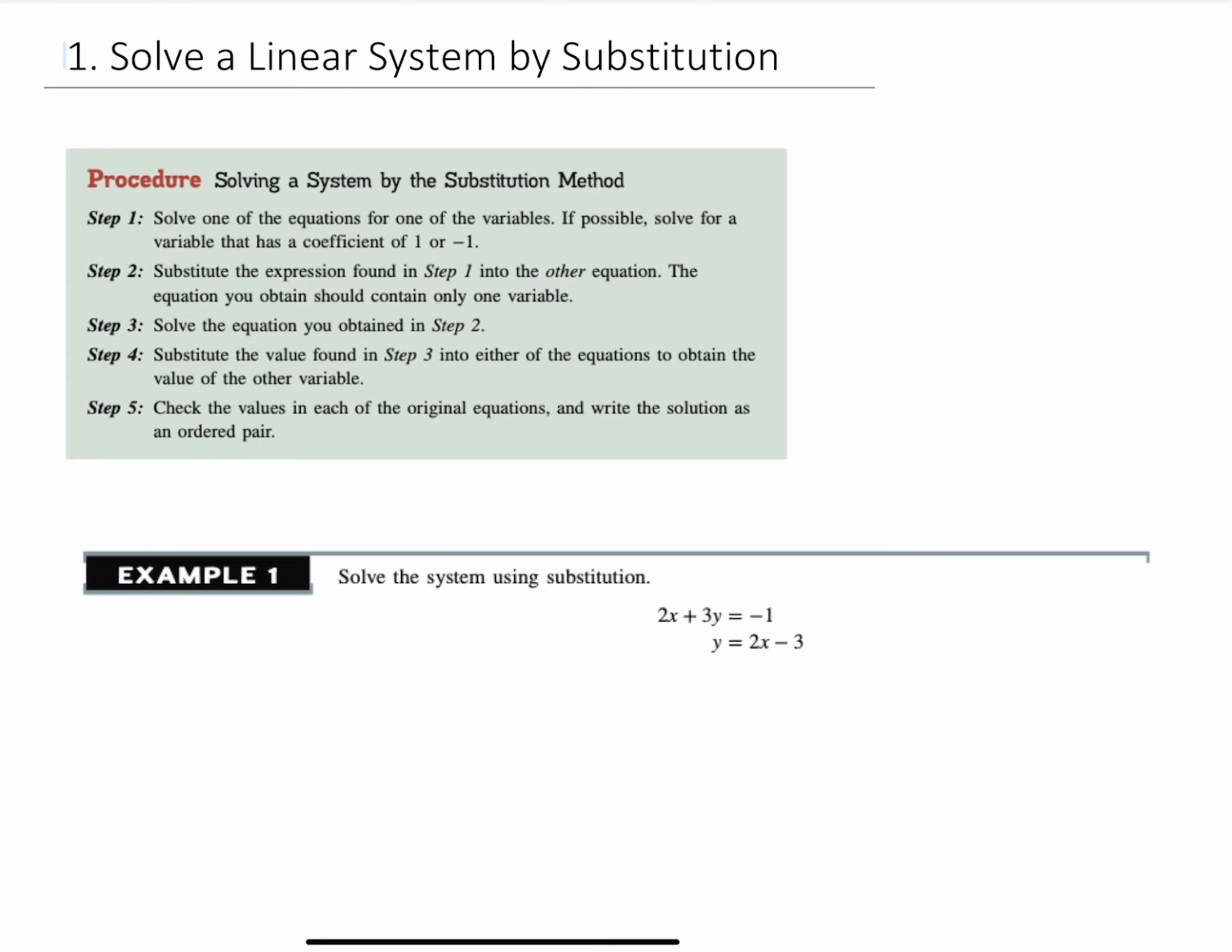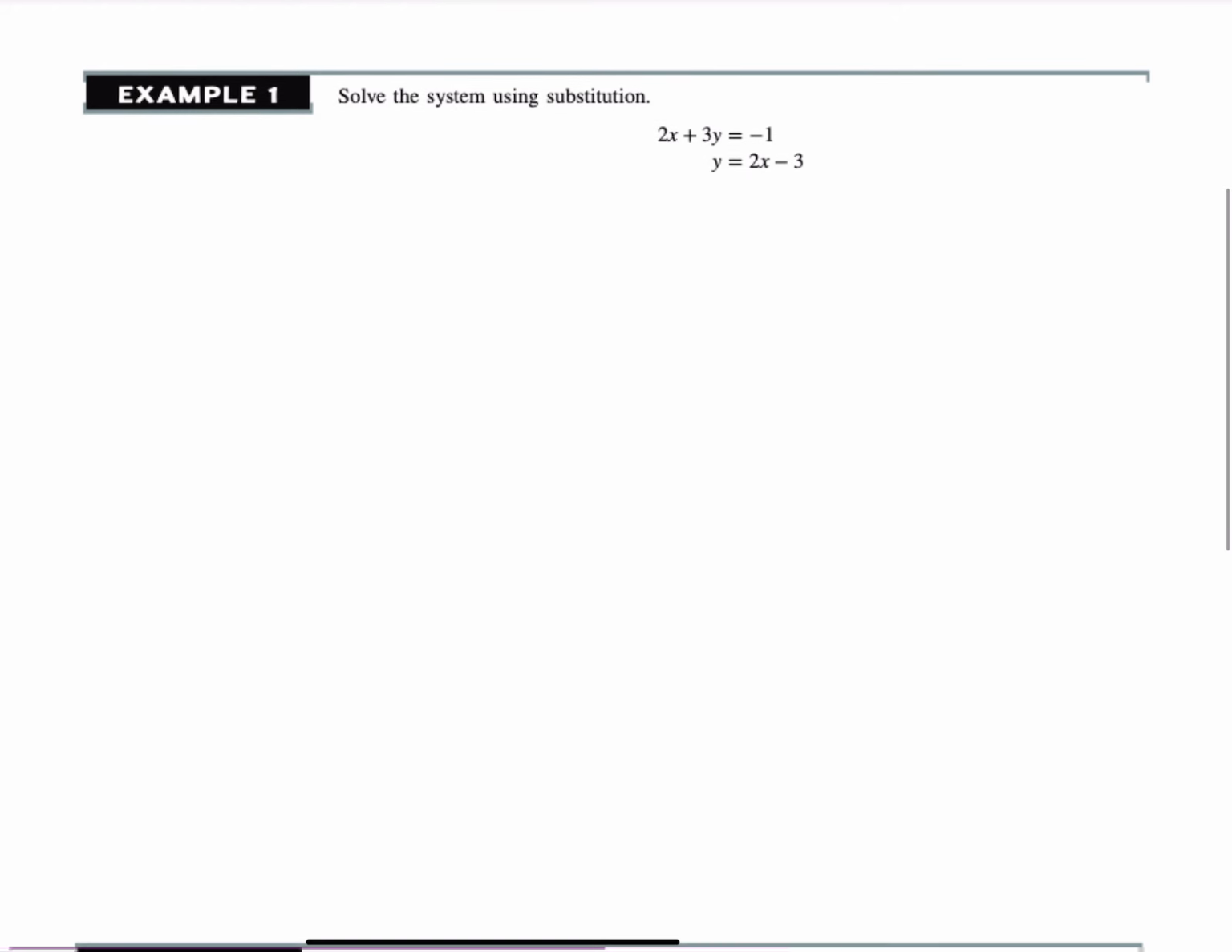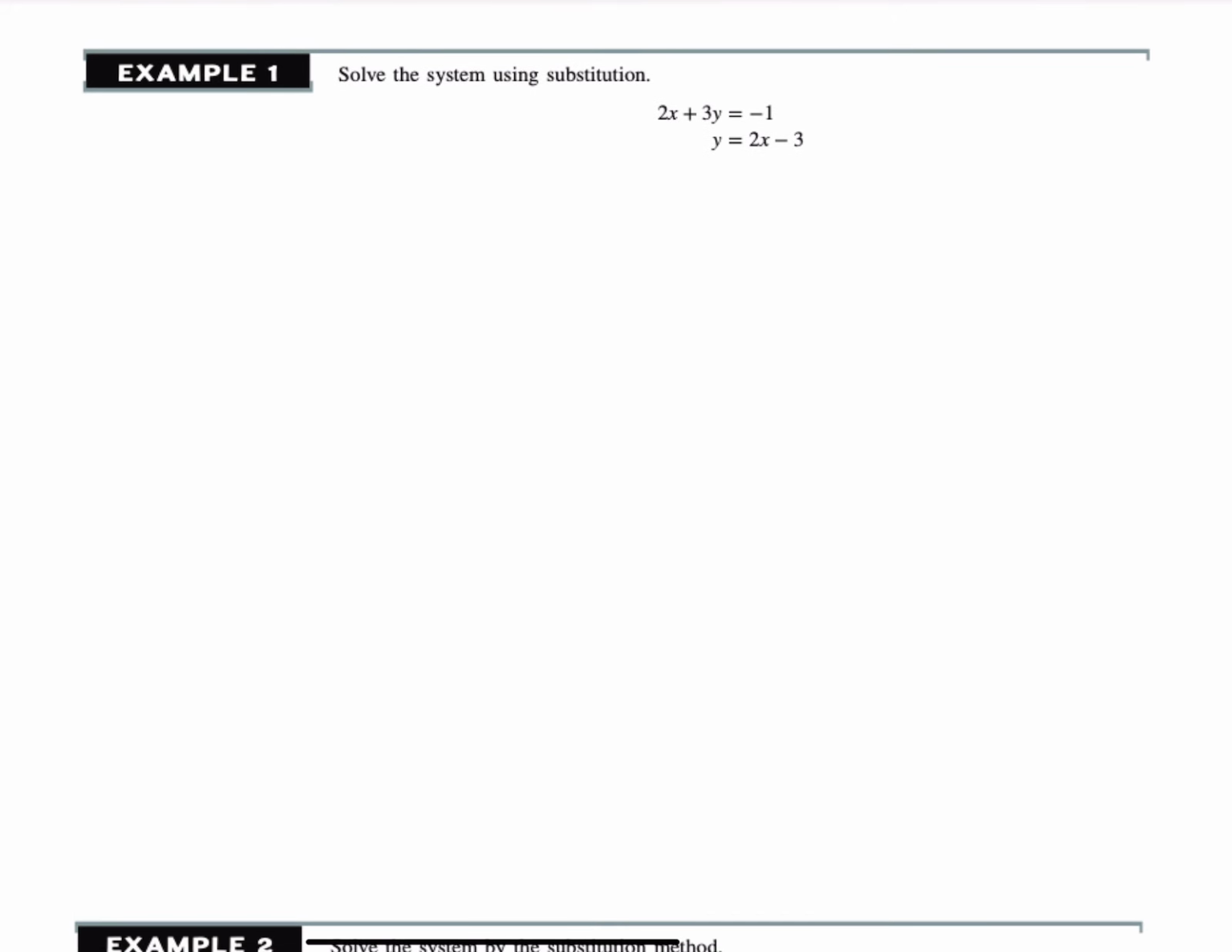The textbook has this series of steps. Let's look at the example first and then look at the wording, how they describe the method. So let's look at this system. We have two equations, which I'll write down. 2x plus 3y equals -1. And then the second equation is y equals 2x minus 3. So notice the second equation is already solved for y, meaning we have some expression that's equal to y.